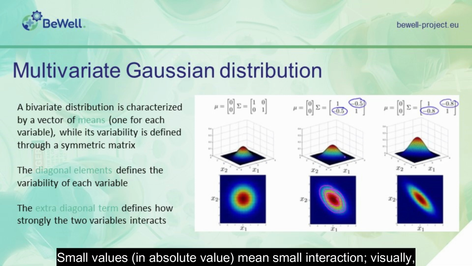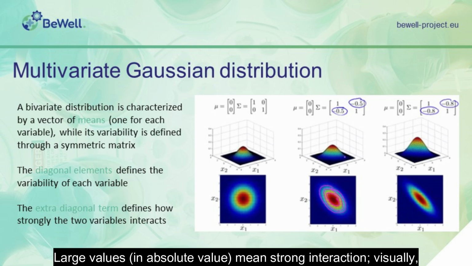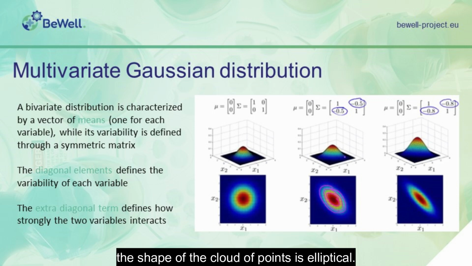Small values, in absolute value, mean small interaction. Visually, the shape of the cloud of points is circular. Large values, in absolute value, mean strong interaction. Visually, the shape of the cloud of points is elliptical.